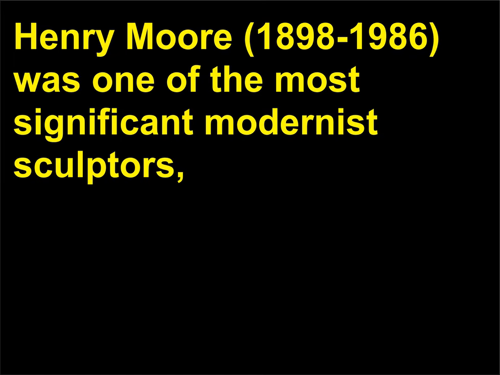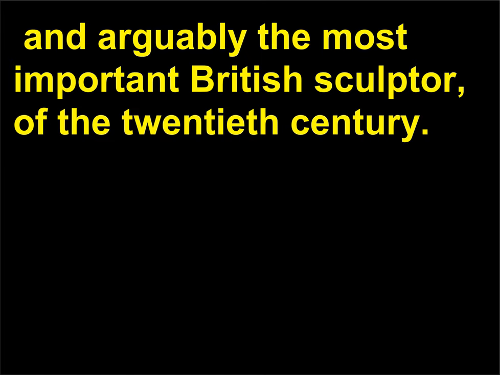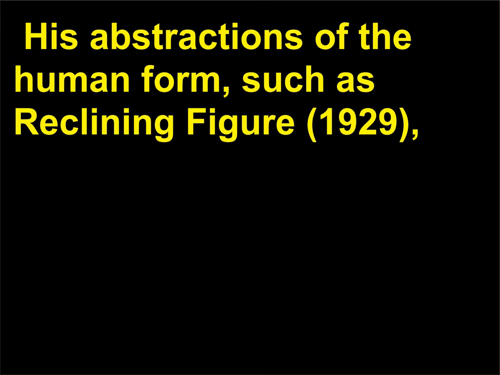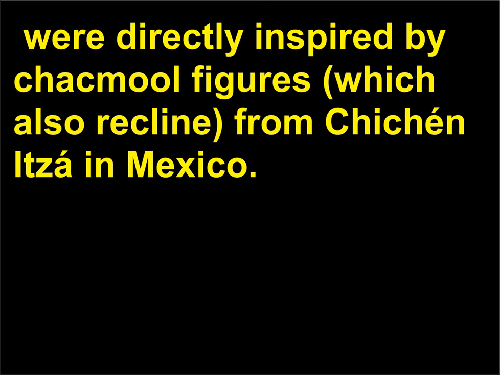Henry Moore, 1898-1986, was one of the most significant modernist sculptors, and arguably the most important British sculptor, of the 20th century. His work was influenced by non-Western art, especially Mayan art. His abstractions of the human form, such as Reclining Figure, 1929, were directly inspired by Chacmool figures, which also recline, from Chichen Itza in Mexico.